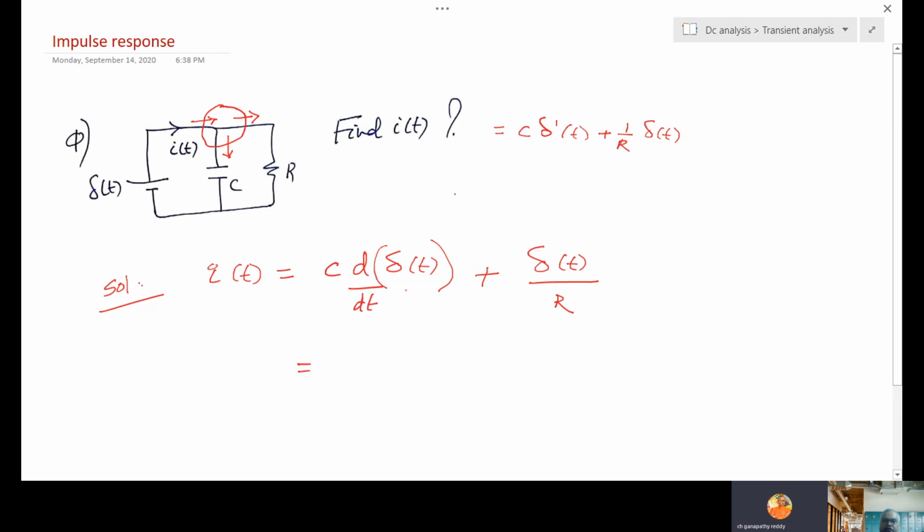So the derivative of an impulse is a doublet. Delta prime t we indicate, plus delta of t by R. What is this named as? Doublet. That's all. So C delta prime of t plus delta of t by R is the answer.